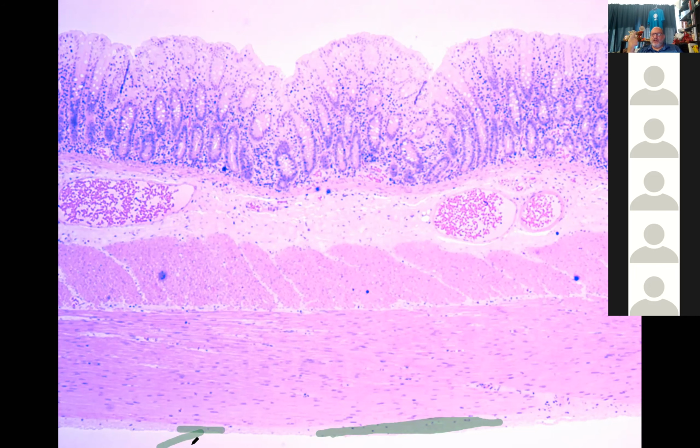The longitudinal layer is always furthest away from the lumen. Yes. Yeah, the circular layer is always the one that is closer to the lumen.